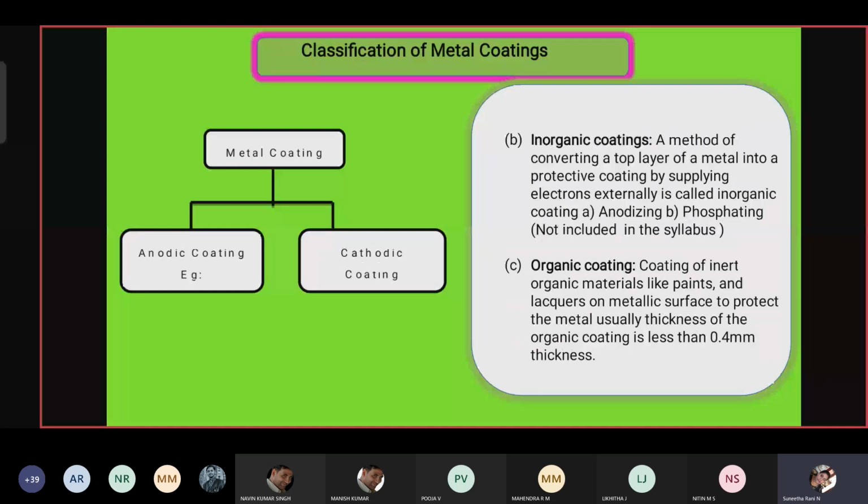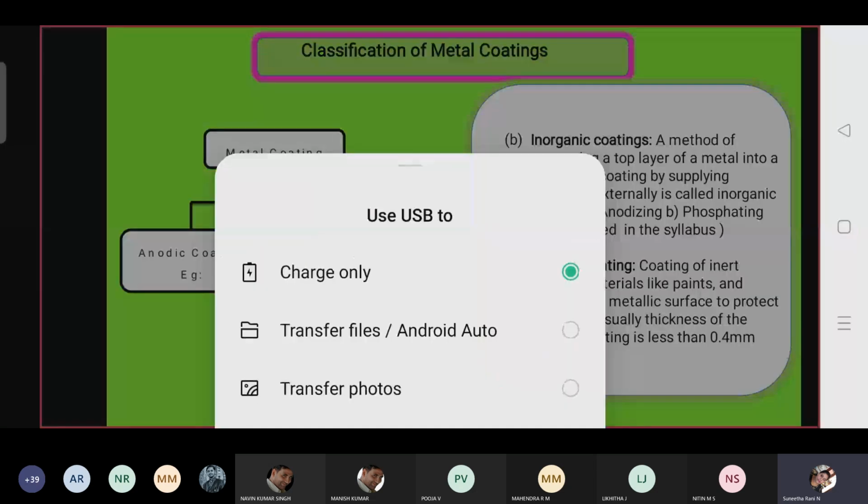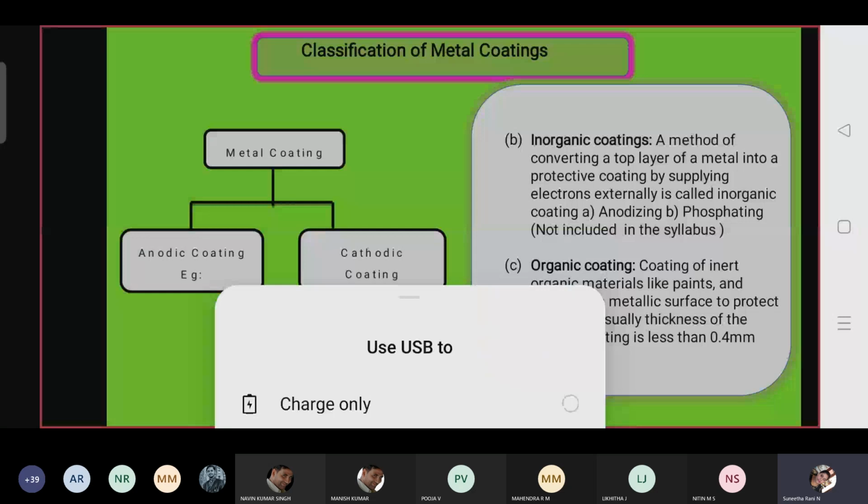usually with a thickness of less than 0.4 mm. Don't worry about how we are going to coat or what thickness we have to maintain. You should just understand that organic coatings are coatings like paints and varnishes. Just by coating paints and varnishes, you can do organic coatings. Inorganic coatings are just coating one metal on the surface of another metal.